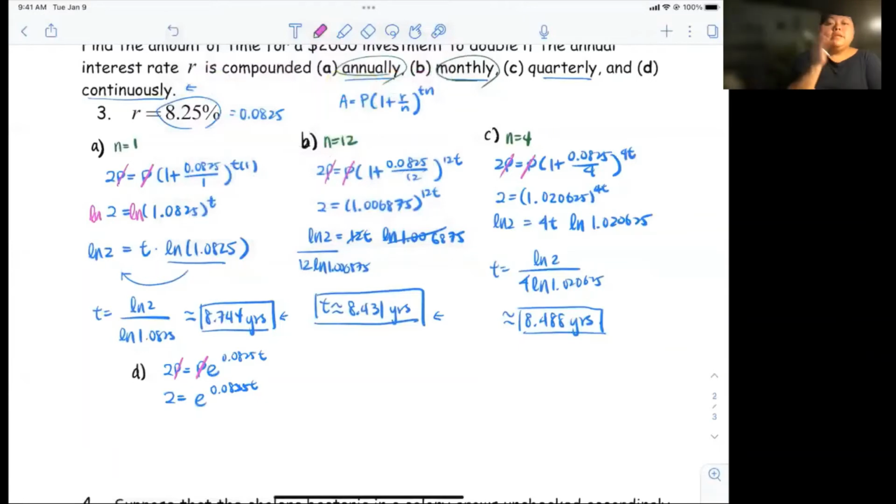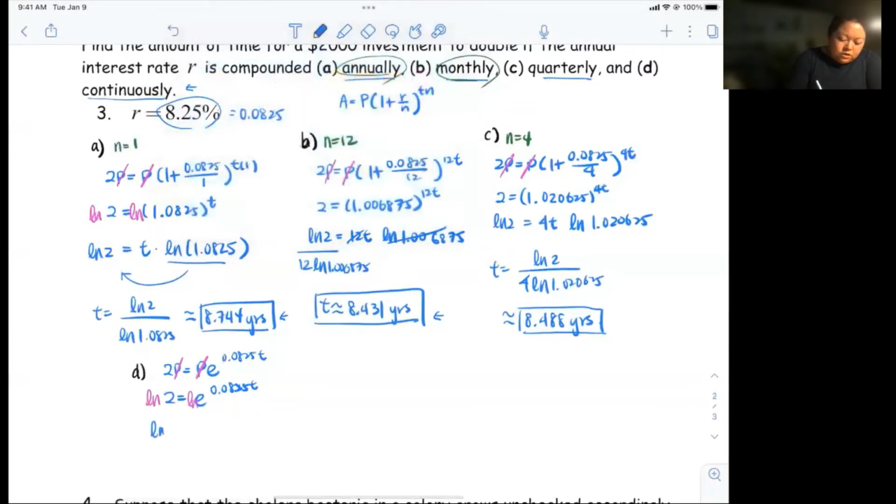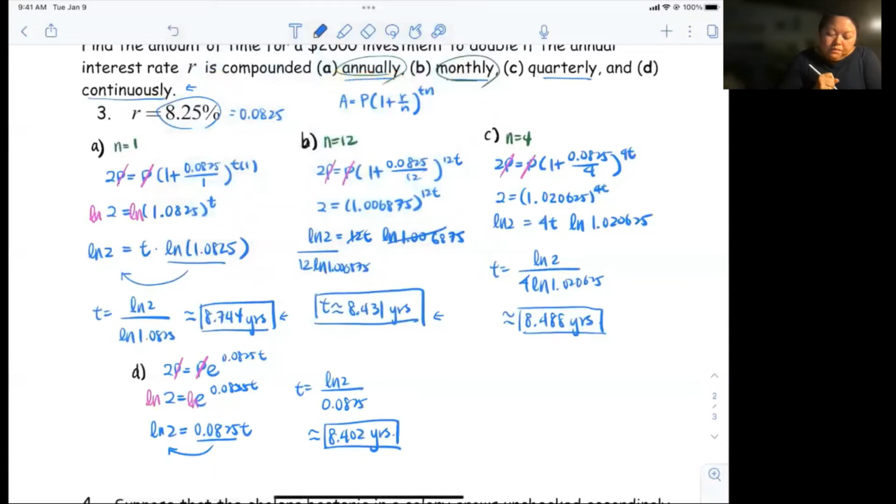So compounding continuously is the only one where you have to use natural log, because of the e function here. For parts A, B, and C, to get the exponent down, you can actually use log if you want. Again, I like to use natural log because it's just quicker for me. So natural log of both sides, that would give me natural log of 2. And then on the right-hand side, you're left with 0.0825 t. So divide this over. t is natural log of 2 divided by 0.0825. So how long will it take to double? 8.402 years, right?